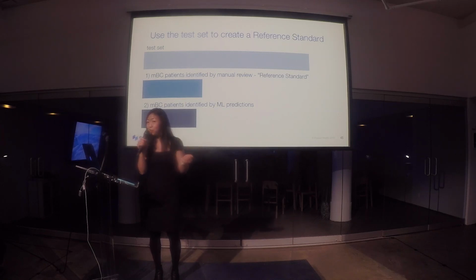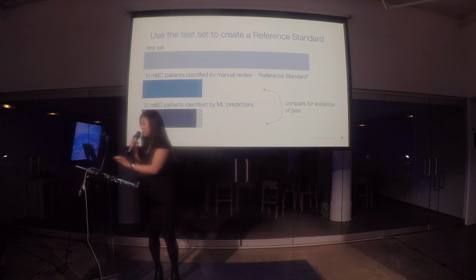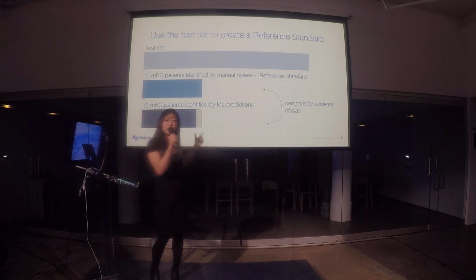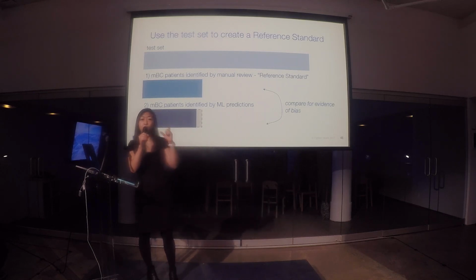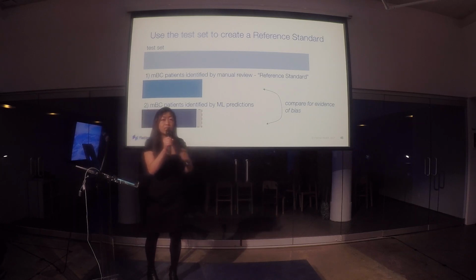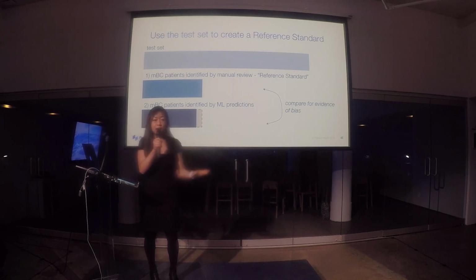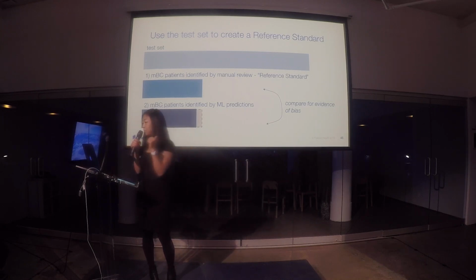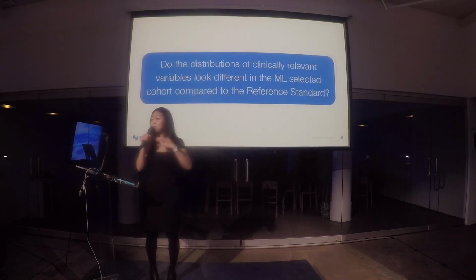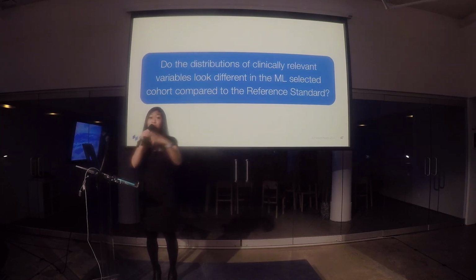The second subset that we want to take from this test set is the metastatic breast cancer patients identified by the machine learning model. And what we're interested in is the difference. We want to compare these two subsets for any evidence of bias. Assuming the machine learning model just made a couple mistakes, we want to figure out, are those mistakes random, or did we introduce bias because we forgot all of the male patients, or we couldn't detect some low quality of care, for example. The way that we compare these subsets for evidence of bias is we ask a very specific question: do the distributions of clinically relevant variables look different in the ML selected cohort compared to the reference standard?